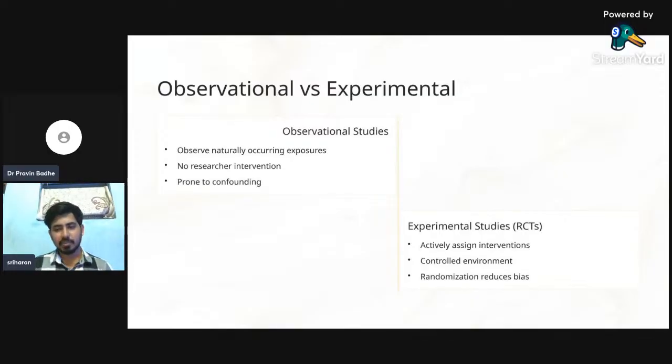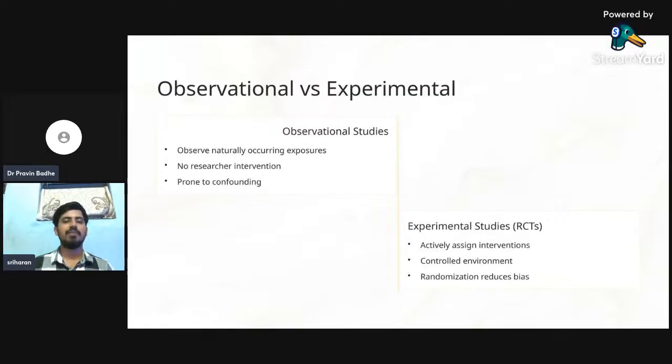In an experimental study, one group is assigned to the experimental drug and the other group is assigned to the placebo. They assign the groups. Here there is no assignment. We observe naturally, with no intervention. In the experimental study there should be an intervention, and the control group is there.